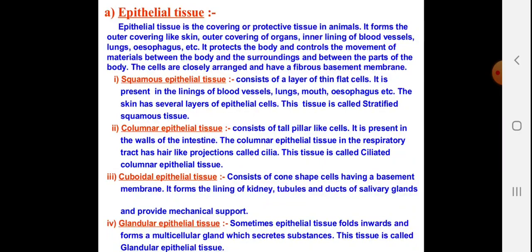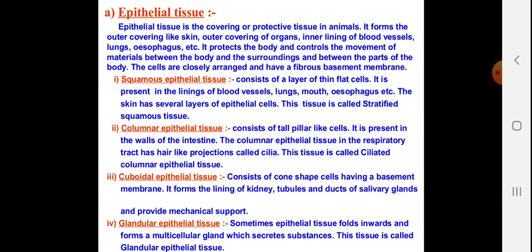Now the cells are closely arranged and have a fibrous basement membrane in the epithelial tissues. Now squamous epithelial tissues consist of a layer of thin flat cells. It is present in the linings of the blood vessels, lungs, mouth and esophagus. So mainly squamous epithelial tissues you will find in the digestive organs. These tissues are stratified squamous tissues.